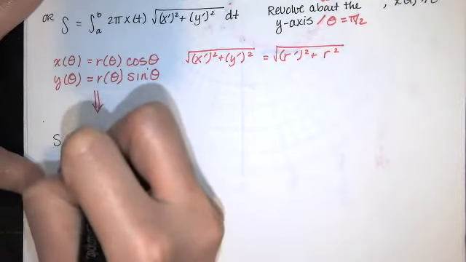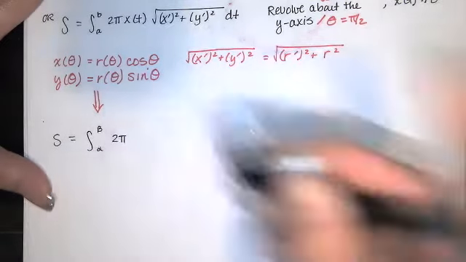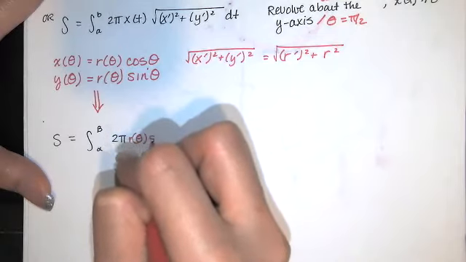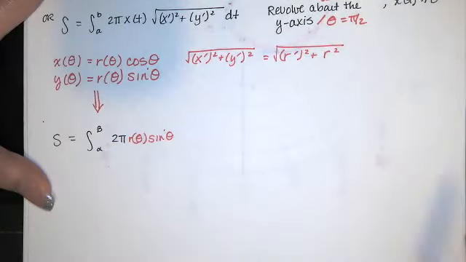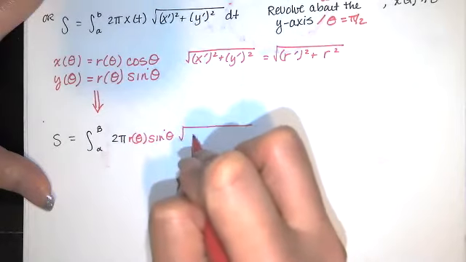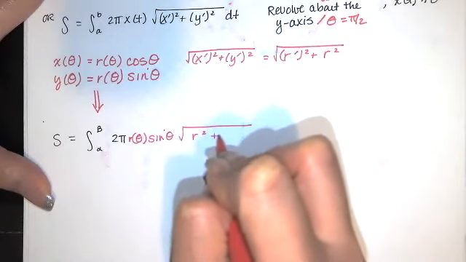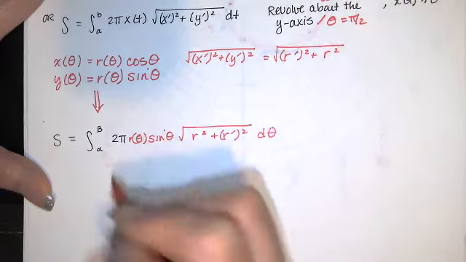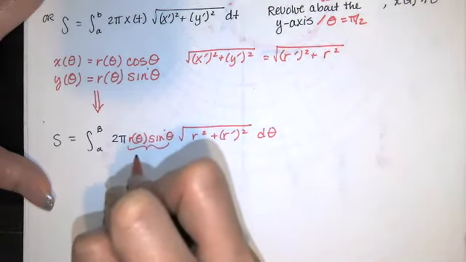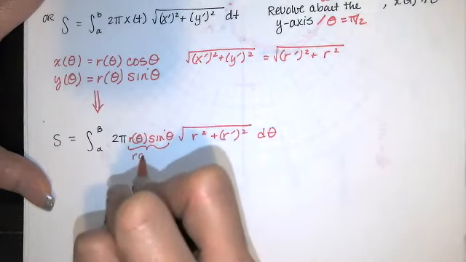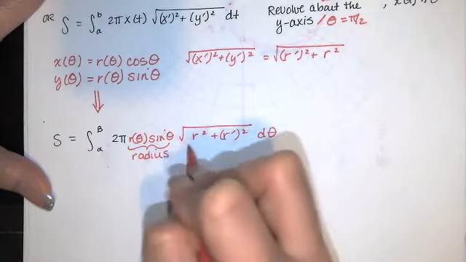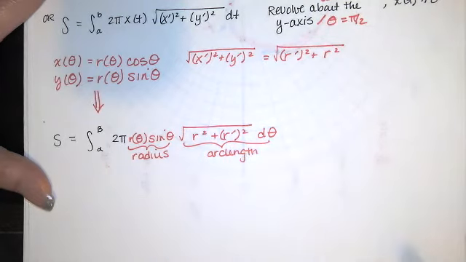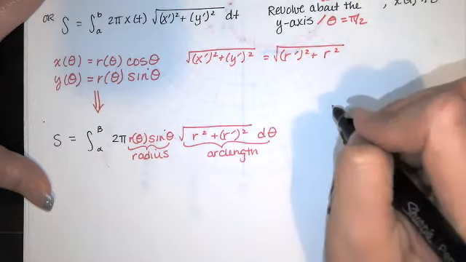Surface area is the integral from alpha to beta of 2 pi times y, which is r of theta times sine of theta, times the square root of r squared plus r prime squared, d theta. And remember, this is just the radius, and this is the arc length for that little strip of paper.